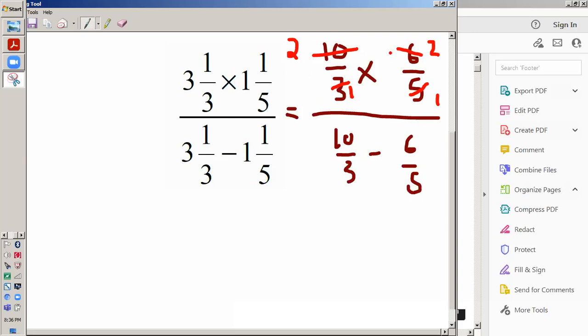So what happens when everything is finished now? Just multiply across. So 2 times 2 would be 4, and 1 times 1 down here would be 1. So the answer for the top piece is 4/1. Any questions?